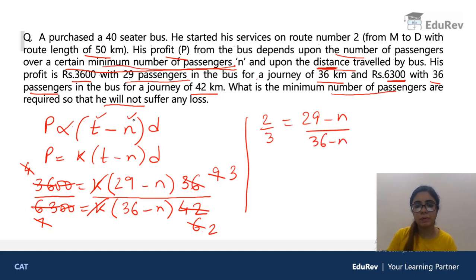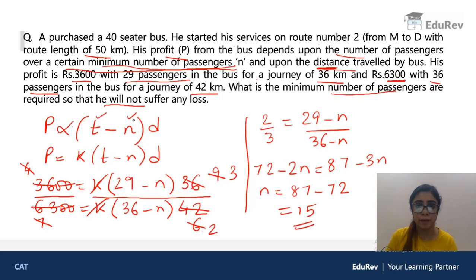So if I cross multiply, I will get 72 minus 2N is equal to 29 into 3, which is 87 minus 3N. So 3N minus 2N will become N, which is 87 minus 72. So this value will come out to be 15. So that means this fellow needs at least 15 passengers so that he does not suffer any loss. ठीक है?